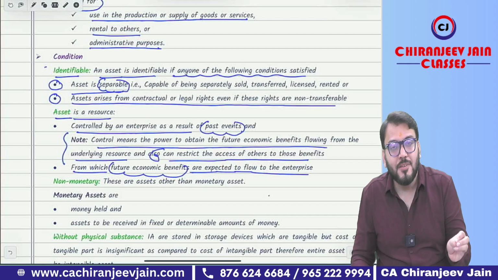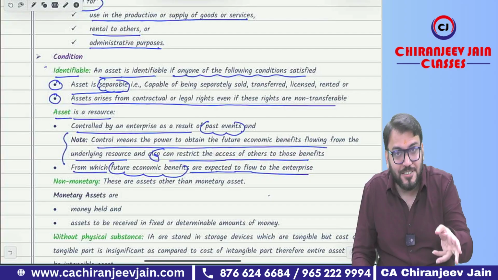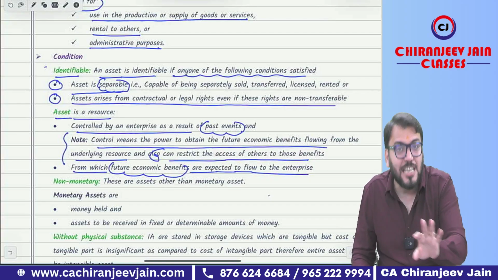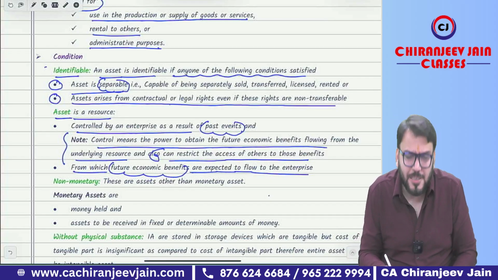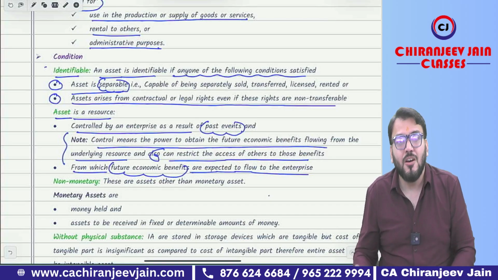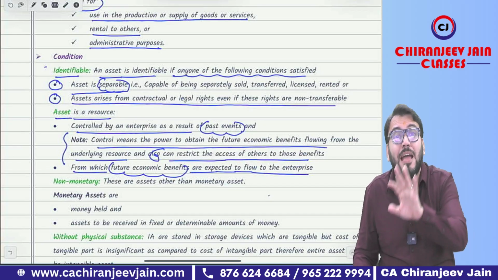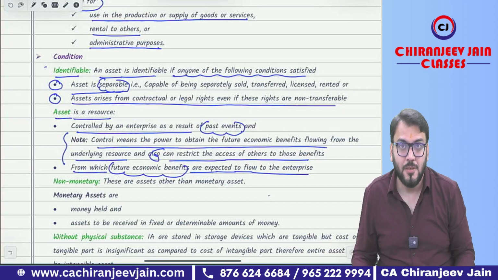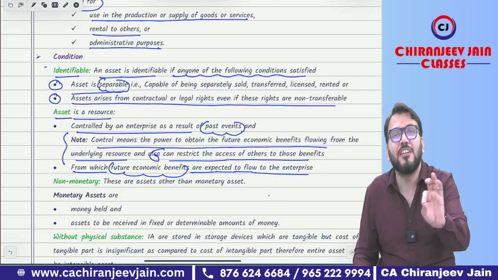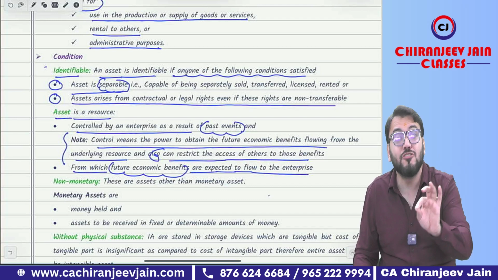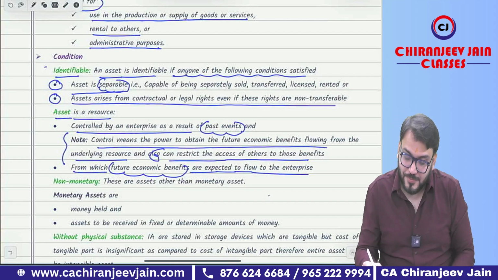To any asset which arises from contractual or any other legal right, even if such rights are non-transferable, it will be identifiable. It can be in the form of franchisee right or any other right. Got this point? So for example, you purchase a right to play my video recording in your classroom. So we have done one contract. And suppose I put one restriction that you can't transfer this right to any other person. It is non-transferable. Then also it will be identifiable for you. Got this point?